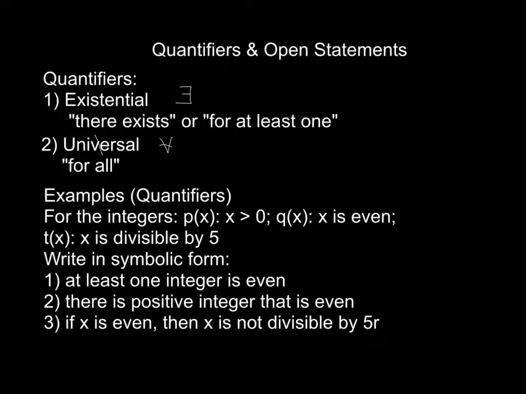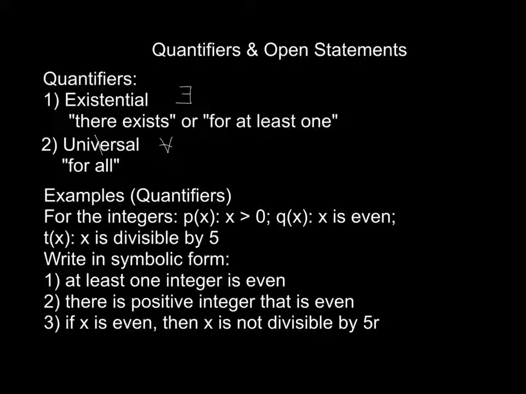So I have the following examples for quantifiers. Let's say we're discussing integers and we have the open statements P of x is greater than 0, Q of x is even, and also T of x is divisible by 5, then we want to write in symbolic form these three statements. So we'll do the first statement first. At least one integer is even.